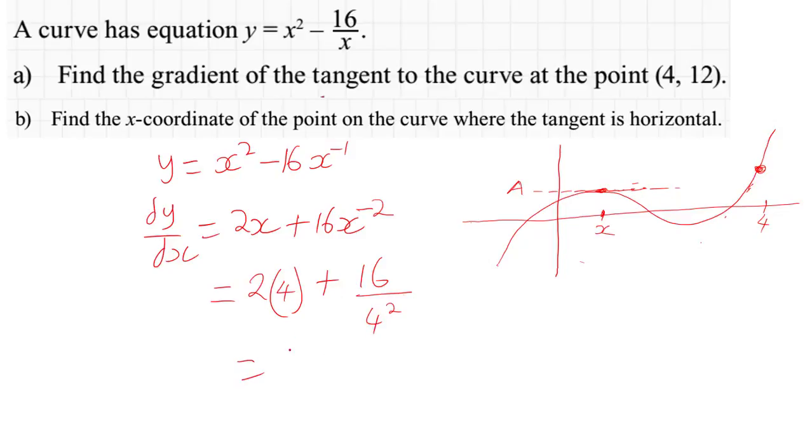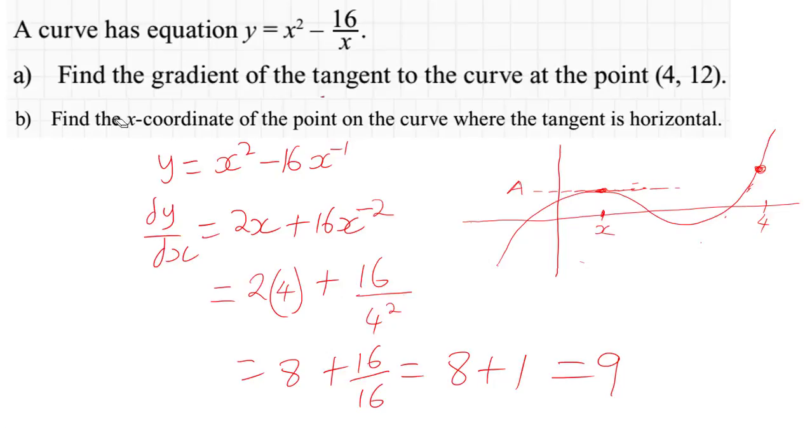Now then, simplifying, I've got 8. Here, I should have 16 at the top and 16 at the bottom because it's 4 squared. Now see what happens here. I've got 8 plus 1, so 16 over 16 is going to be 1. So that's going to be 9. So the gradient of the tangent at this point is going to be 9, which is positive. Okay, so that's the first thing you need to understand.